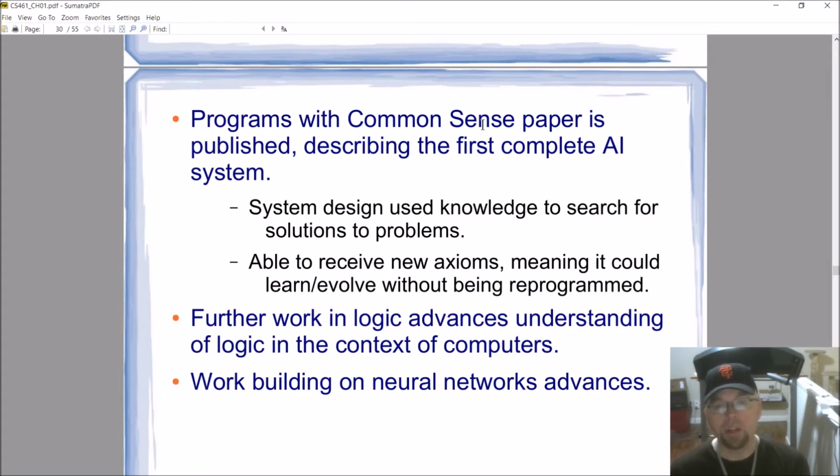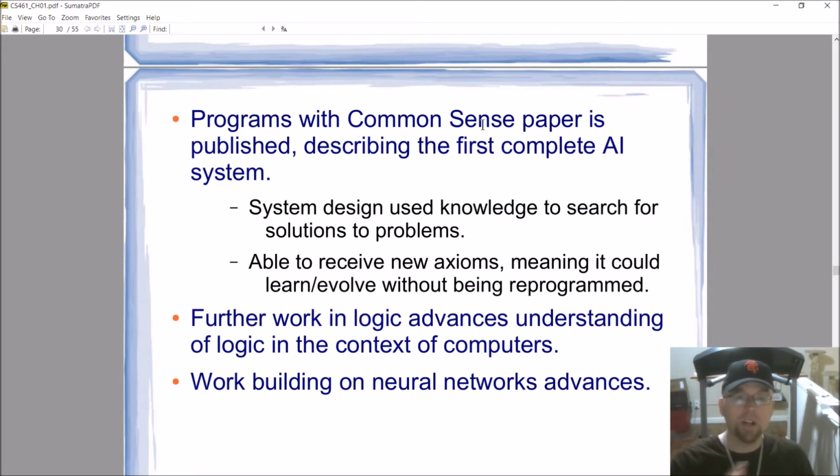Okay, so during this era also, the work with logic continues advancing, but specific to computers, right? I mean, you had logic in terms of philosophy and all that kind of stuff. What is God? What does it mean to be human? I think, therefore, right? That's all philosophical stuff, right?